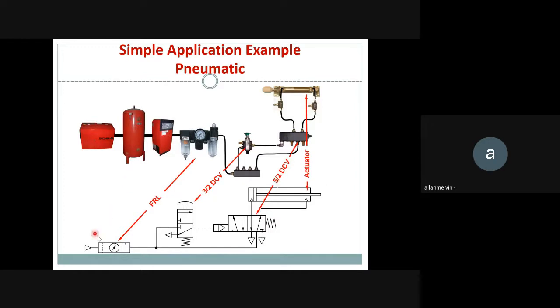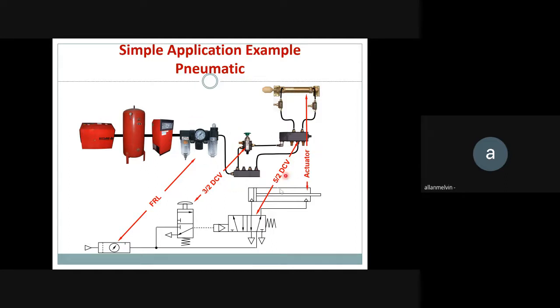That is for hydraulic, and for pneumatic, you have a compressor, a reservoir, all the controllers, and an FRL. This is your FRL unit: filter, regulator, and lubricator, all three are there. And this is a 3/2 direction control valve with a push button. You can see the exhaust is just released to the environment.